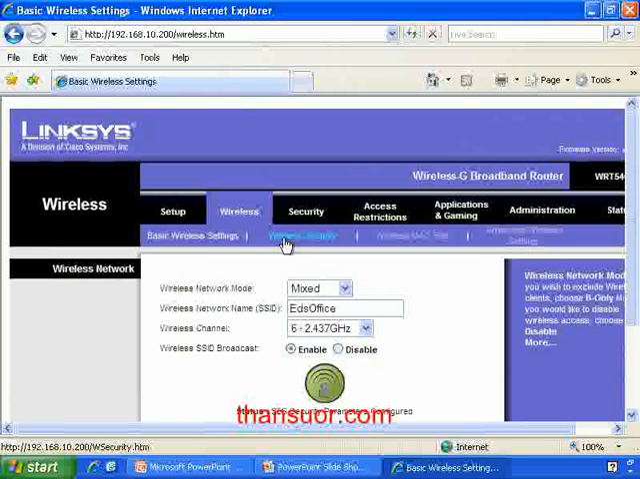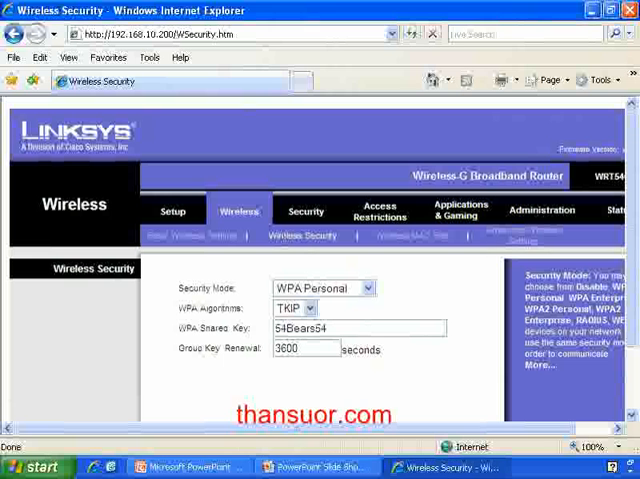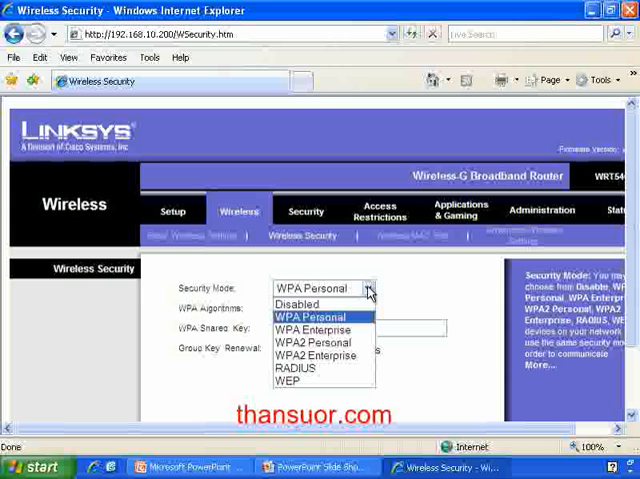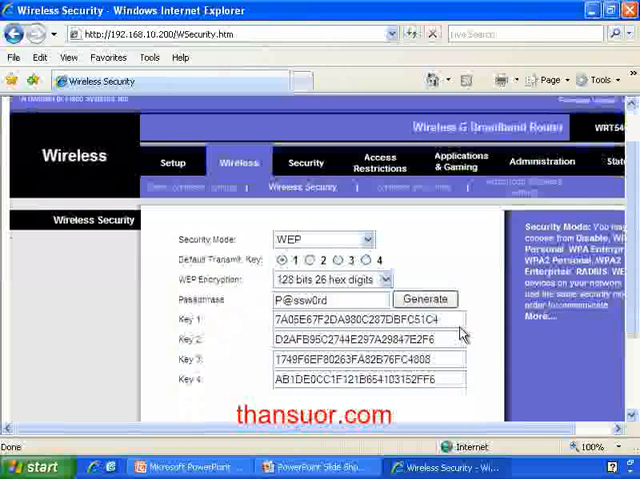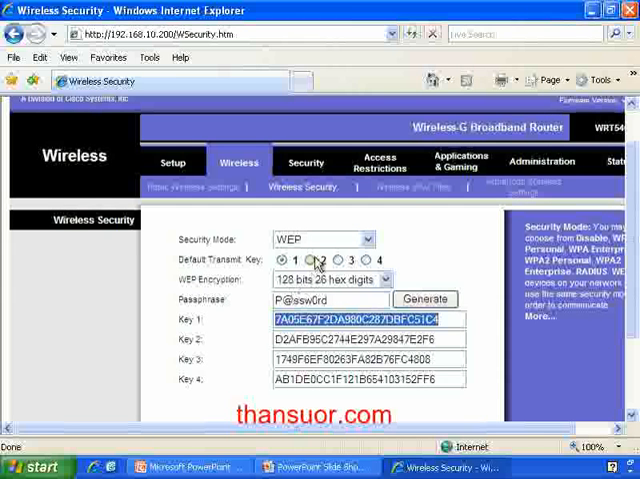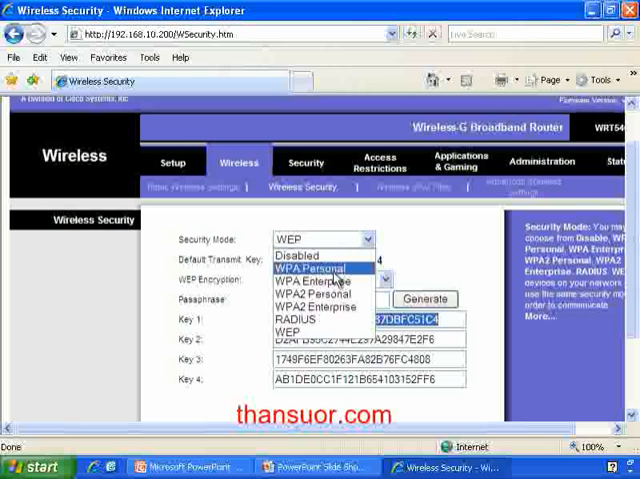Now if I go over here to wireless security, you'll see that you can use different security modes. We can either disable security altogether, and that generally is not a good idea these days. Or, as you can see here, we can set up WEP, and then you put in some kind of a passphrase, which would then create an encryption key. Or we can go here to many different versions of WPA. We can use WPA Personal or WPA Enterprise.